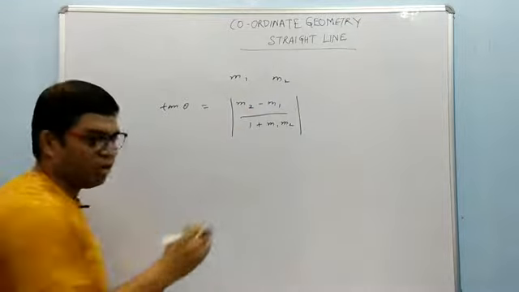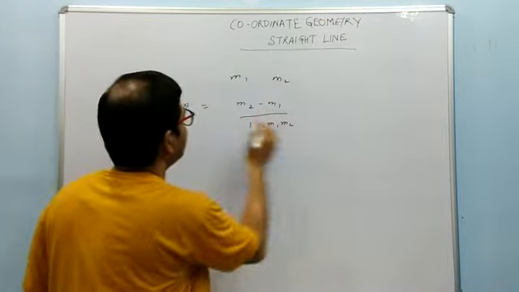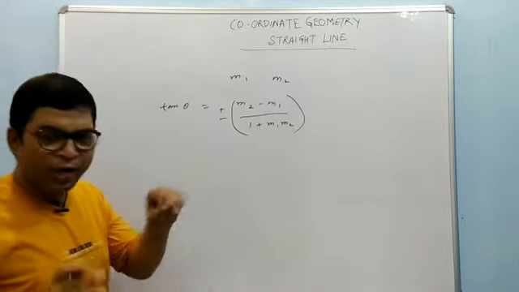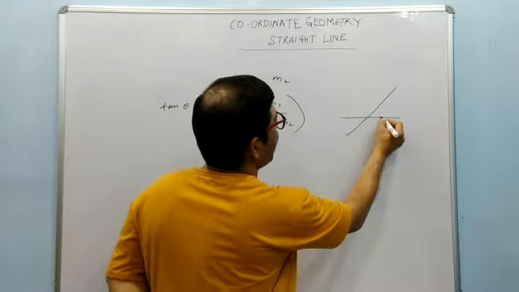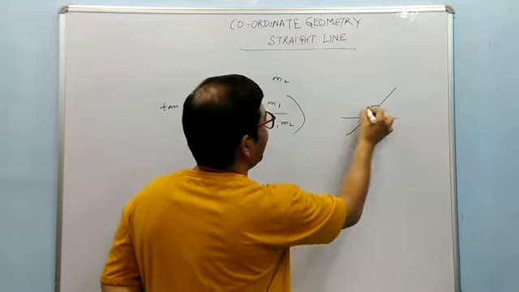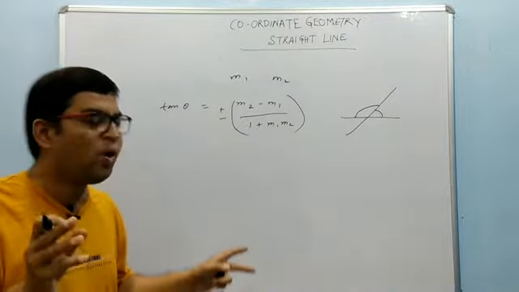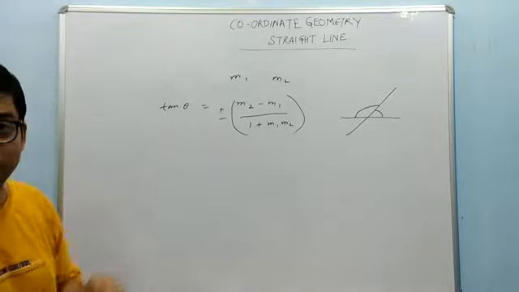Modulus. If you are not conversant with the modulus, not a problem at all. You just write plus minus. Why are we taking two angles? Because you just see that in two lines, two angles are there. One angle is this and one angle is this. So by means of this, we will be finding the two angles between two given lines. This is a very important formula.